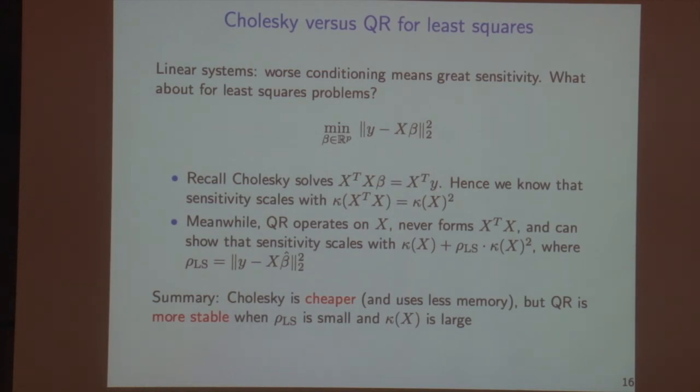If you want to spend twice as much computation and twice as much memory but get a more accurate solution, you want to use a QR. If you want to be faster, use less memory, and you don't care as much about an accurate solution, then you want to use the Cholesky. Okay? That's essentially the trade-off to keep in mind.